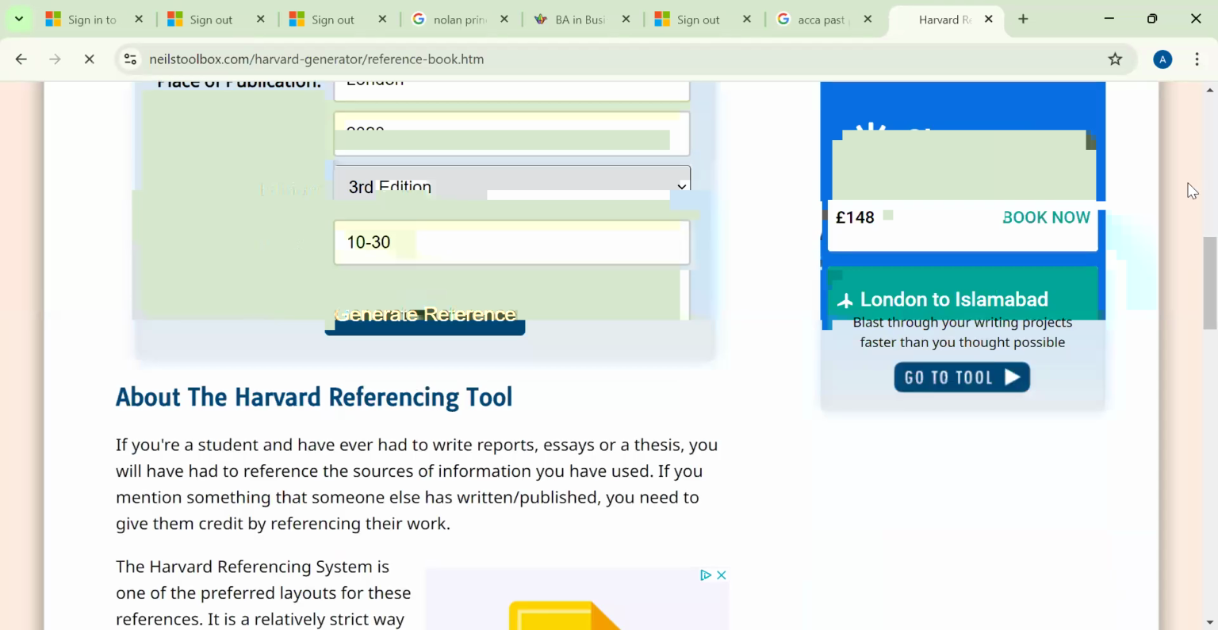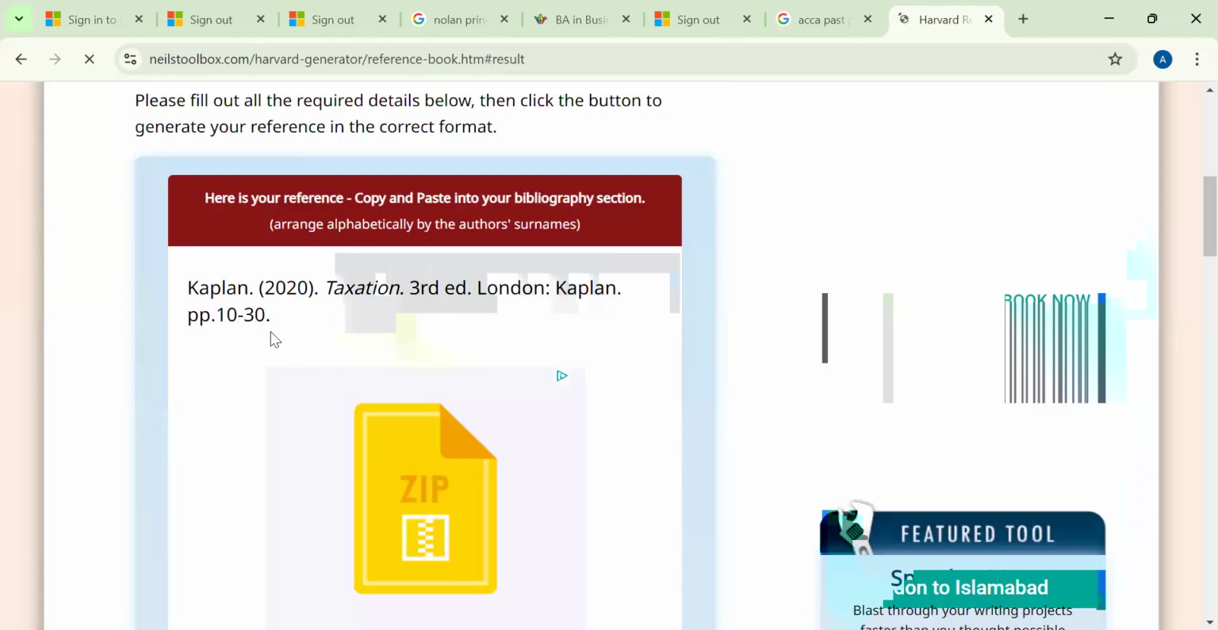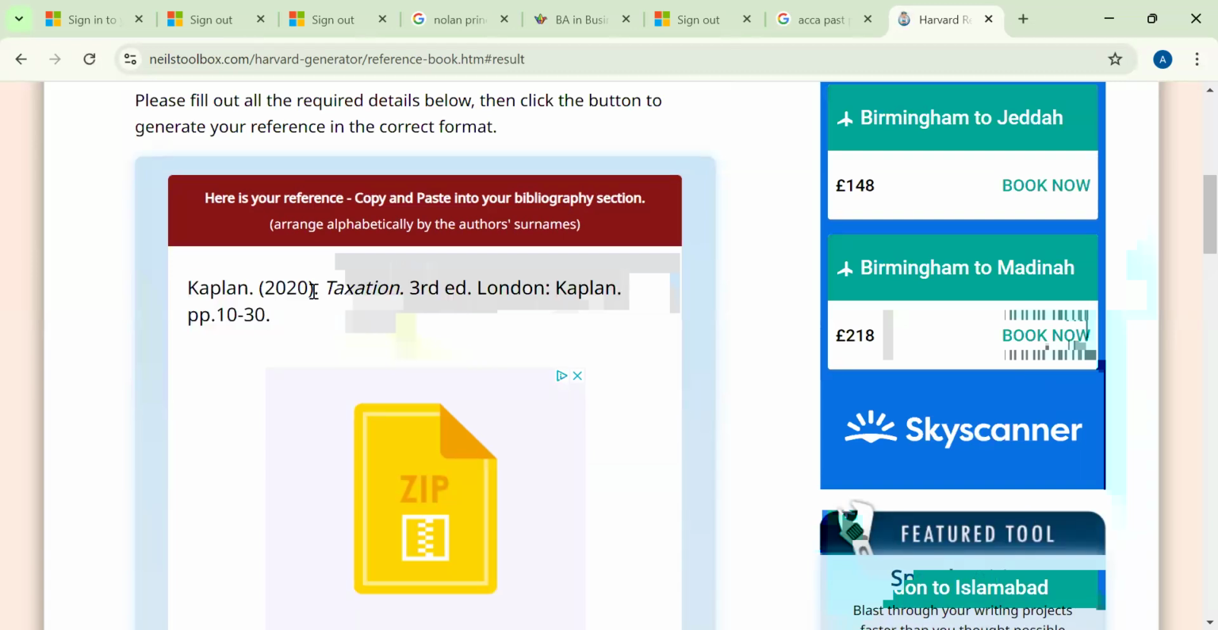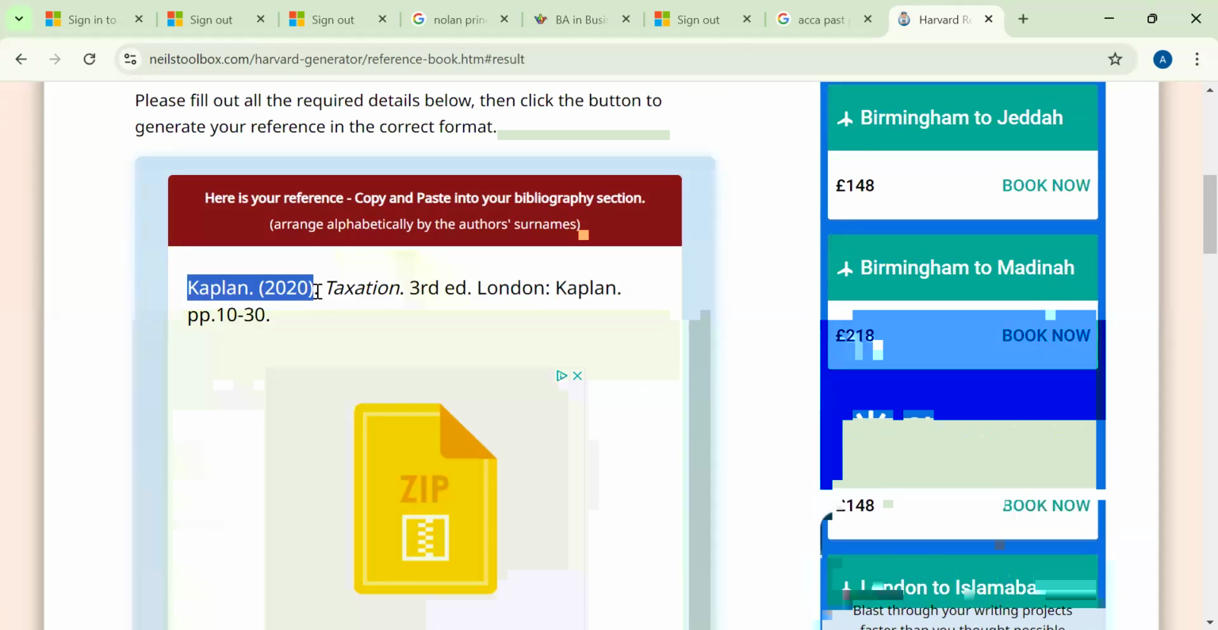So click there. It's called a reference generator. The full reference you copy into the reference page. And up to this one, you can say according to Kaplan 2020, and you can write whichever you copy at the end of the paragraph, the start of the paragraph, or the middle of the paragraph. Yes.